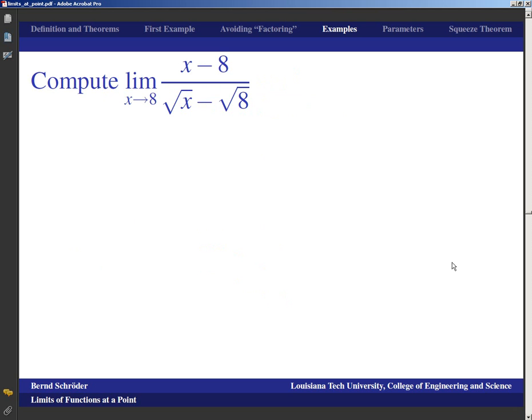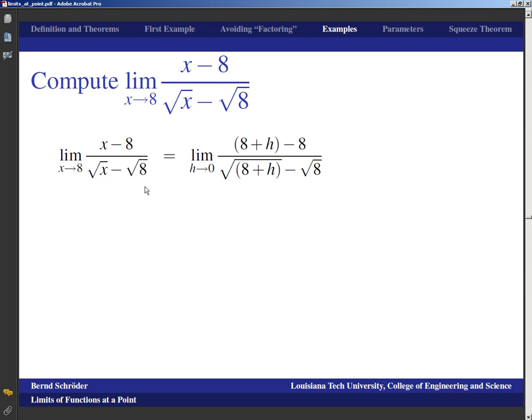If that line was somewhere else up here, we would have to double check the computation, because something would be wrong. Okay, let's look at a harder limit, the limit as x goes to 8 of x minus 8 divided by root x minus root 8. That's the limit of 8 plus h, that's the x, minus 8, just copied, over the square root of 8 plus h, which is the square root of x, minus the square root of 8.